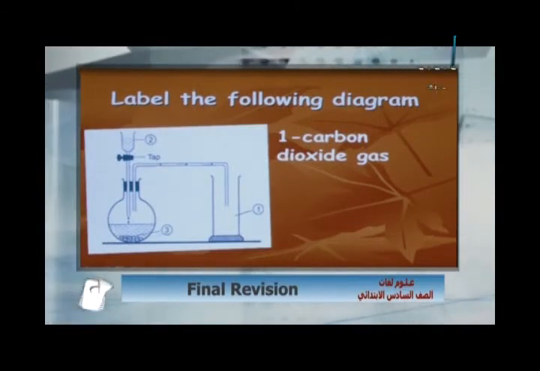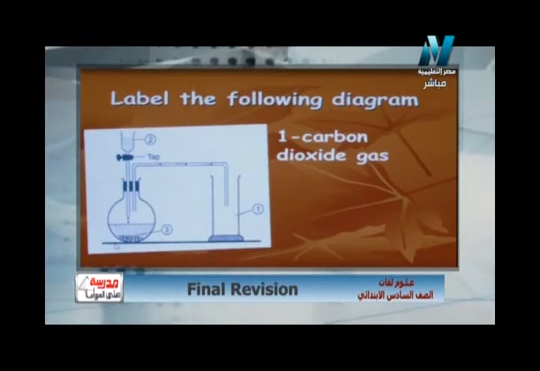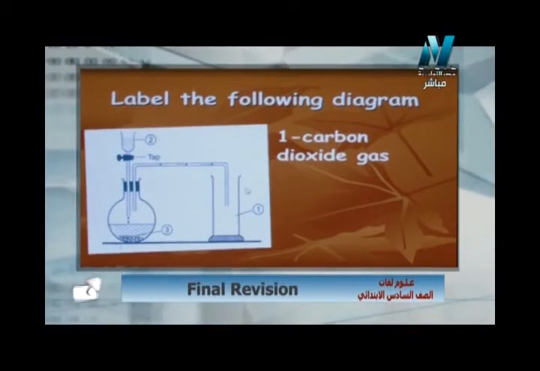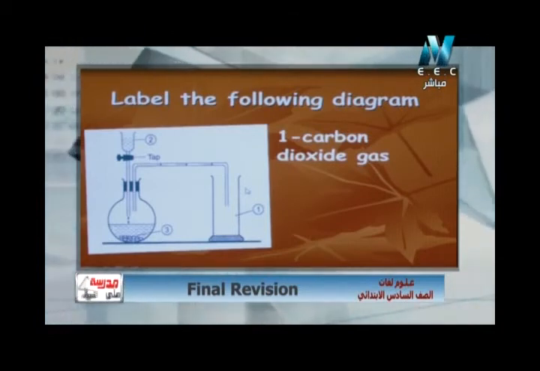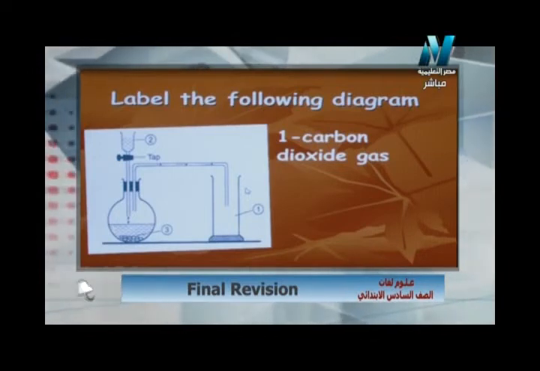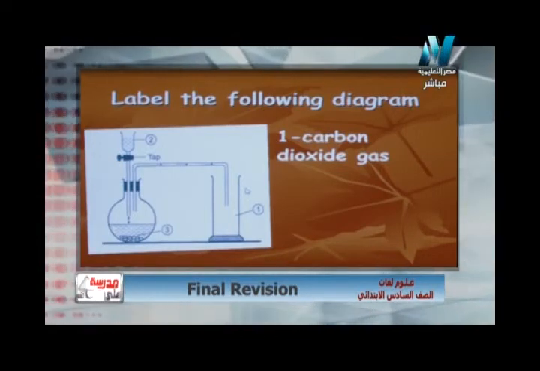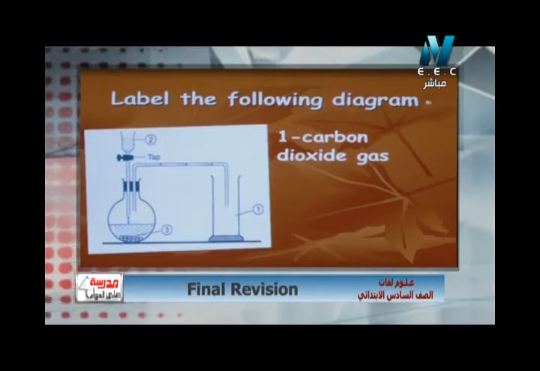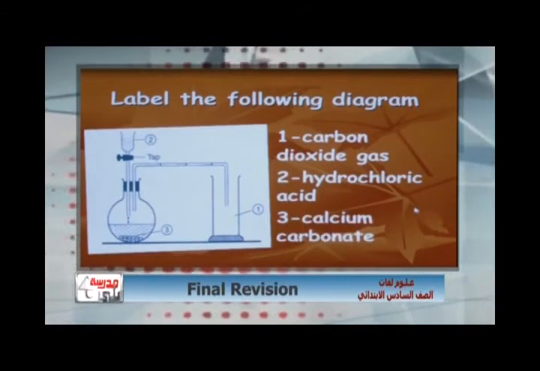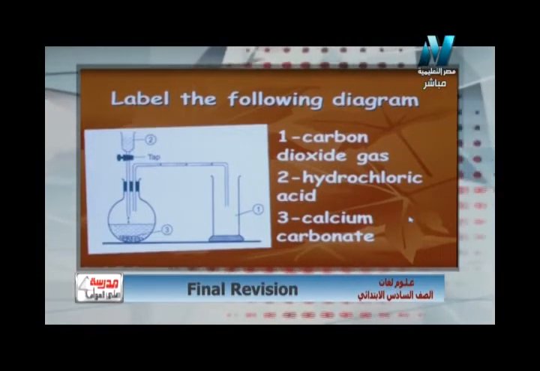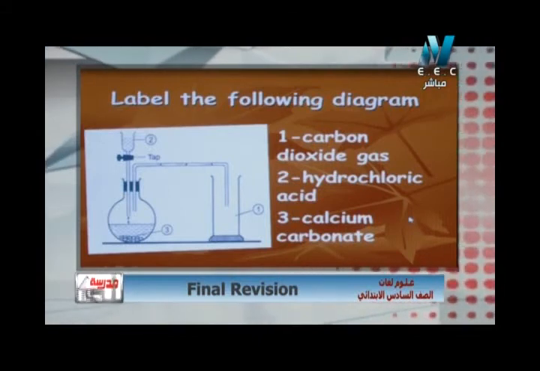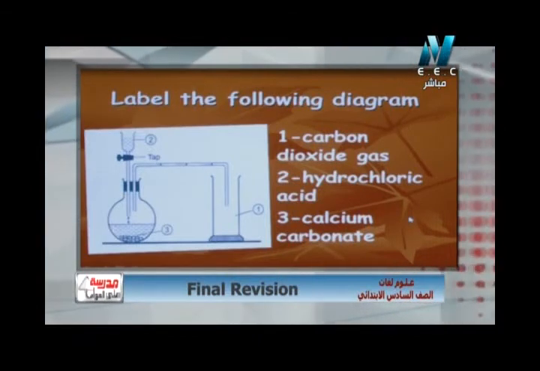And at last, number 3, at the very bottom of the flask, we will find a substance called calcium carbonate, or any substance containing the word carbonate, such as sodium carbonate or bicarbonate. Any substance that contains carbonate or bicarbonate salt can be used here. So how do we prepare carbon dioxide? By adding hydrochloric acid to what? To calcium carbonate.